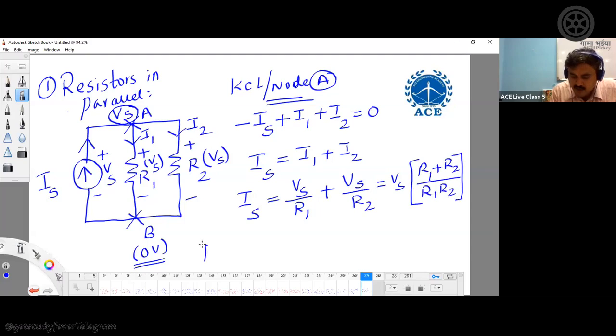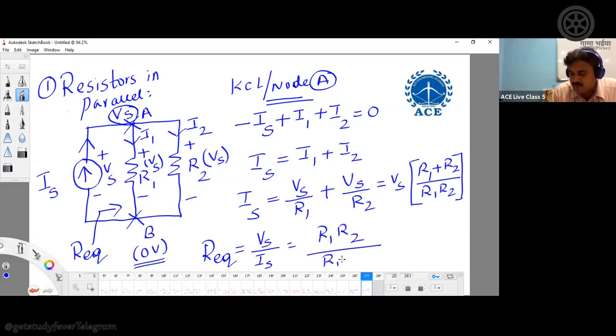So what will be the R equivalent seen by the source terminals now? These are your source terminals. So R is nothing but the ratio of voltage to current. So it should be Vs by Is. So what will be this value? R1 R2 divided by R1 plus R2. So this is how we get two resistors connected in parallel. We'll have an R equivalent equal to R1 R2 by R1 plus R2. Is it clear?